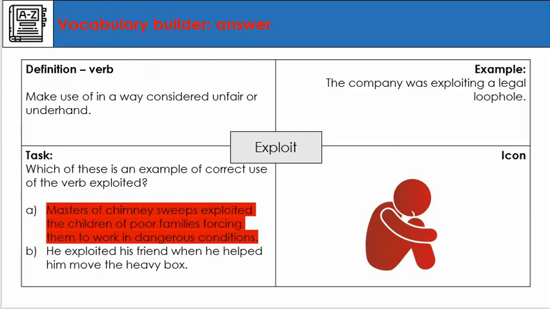Answers. This one's quite easy for today. The answer was A, because the chimney sweeps exploit the children of poor families, forcing them to work in dangerous conditions. The relevance of the carpet workers shows that this idea that, you know, children being exploited was a thing of the past is not true. There are still children being exploited, and I think it's important that we do read texts that make us consider our privileged position.